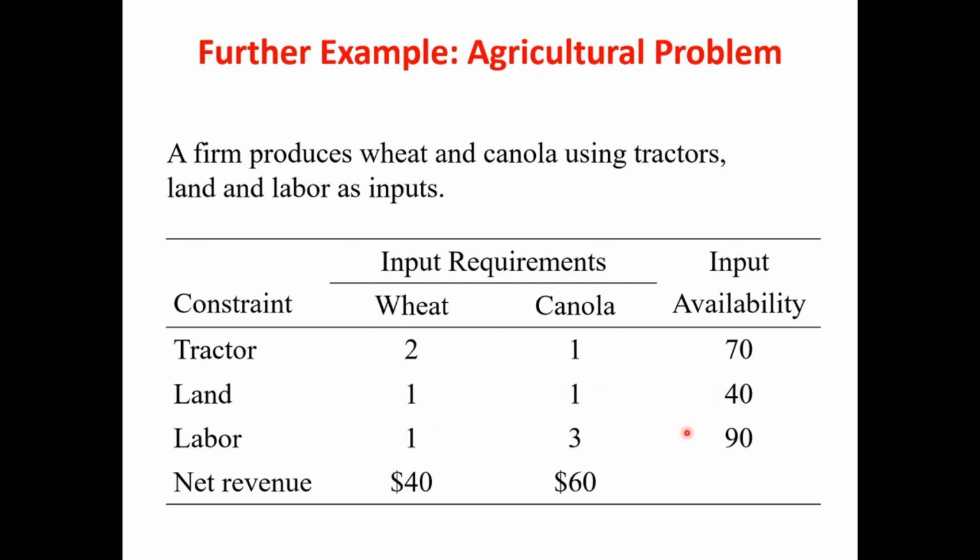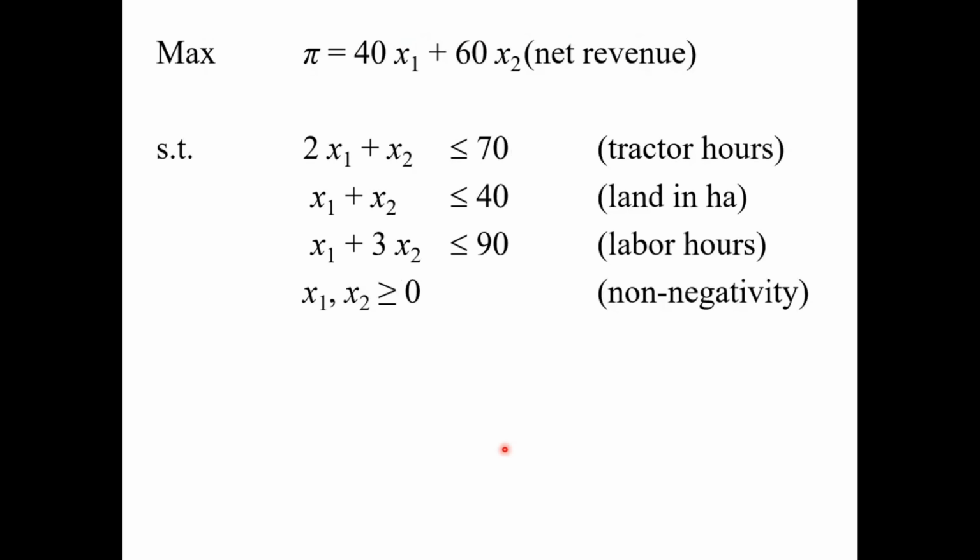And finally we have 90 days or hours of labor, and we can allocate 1 hour of labor to produce a hectare of wheat, and 3 hours of labor, or 3 days, however we want to measure it, to produce a hectare of canola. We get $40 revenue from a hectare of wheat, 60 from canola. So by now you should be able to figure out how to set that up.